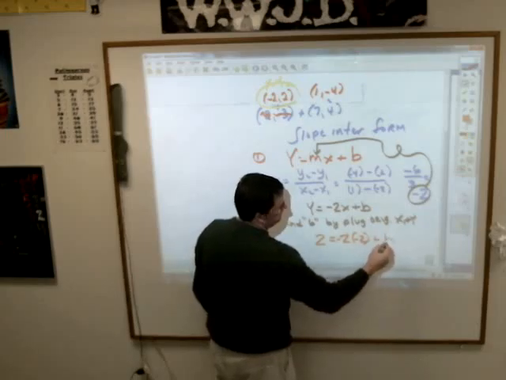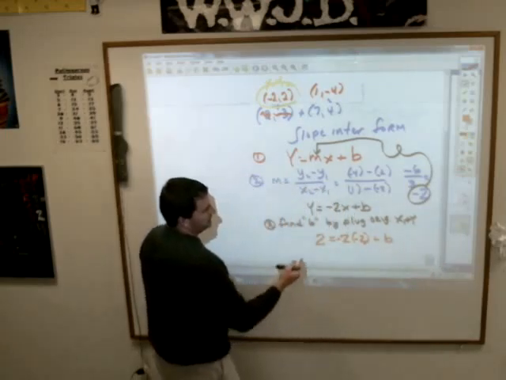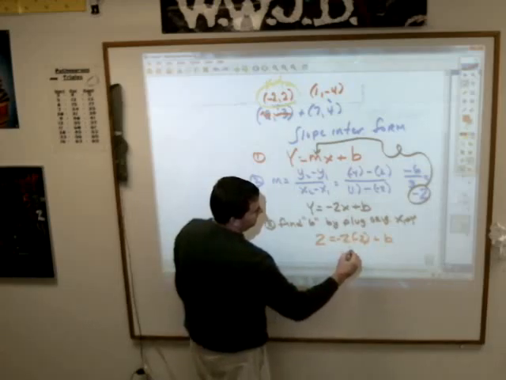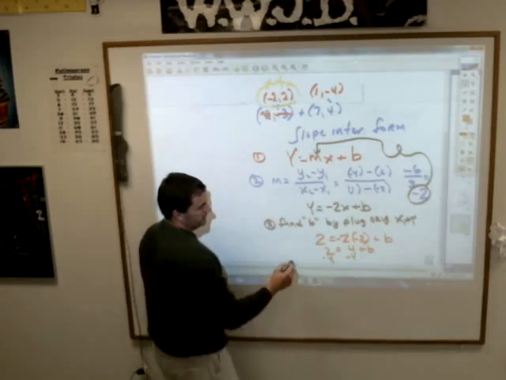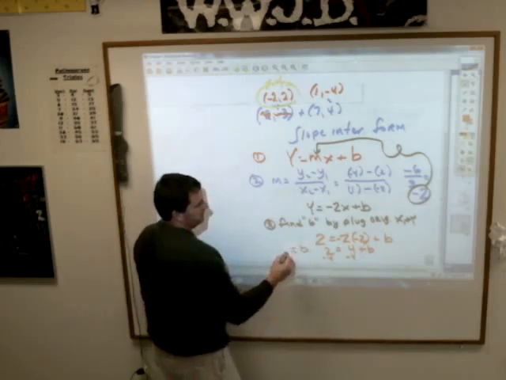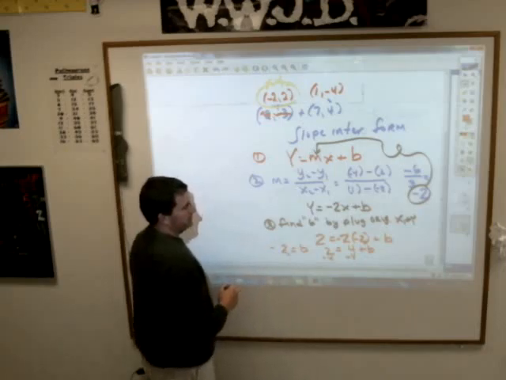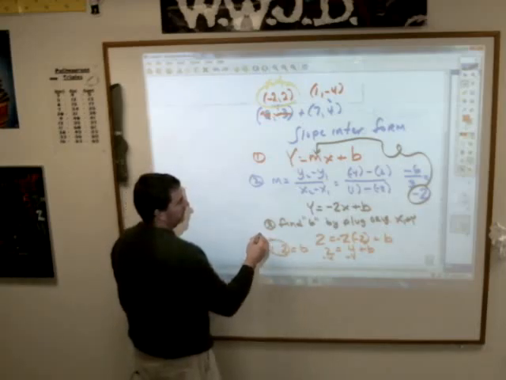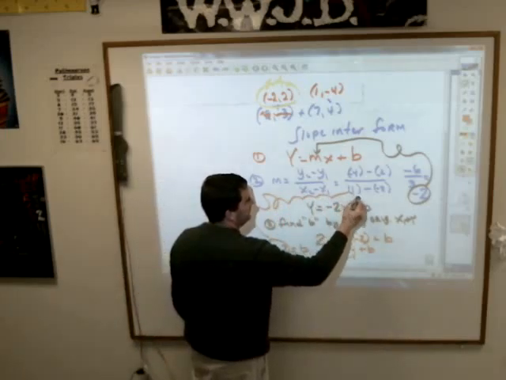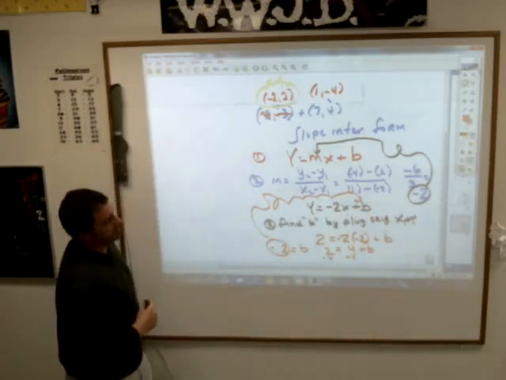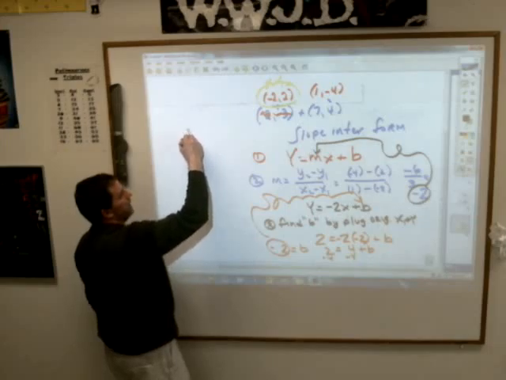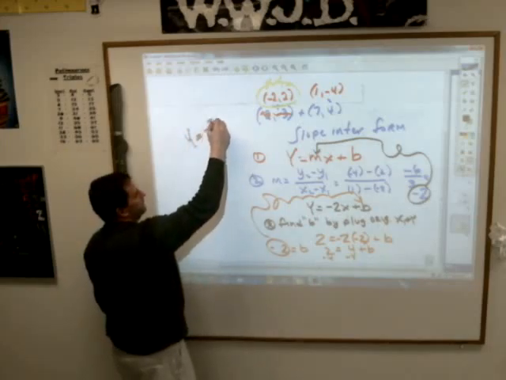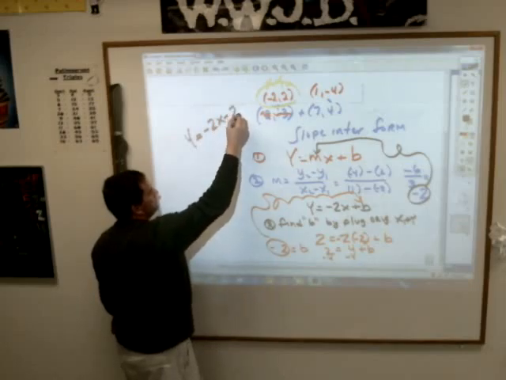And that's plus b. If I solve that, what is negative 2 times negative 2? 4 equals 2 plus b. If I subtract my 4, I get b to equal negative 2. So that is what I put in for my letter b. So what is my equation? My equation is y equals negative 2x minus 2.